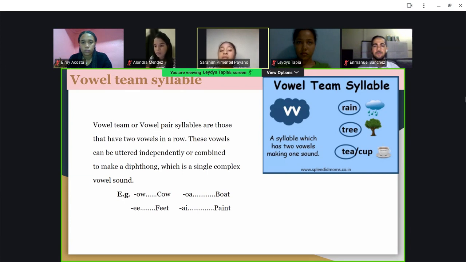In English, vowel pairs can be found in various contexts, including diphthongs that, as I mentioned, is a single complex vowel sound, and also in hiatus, which is when two vowel sounds are pronounced separately across syllable boundaries.